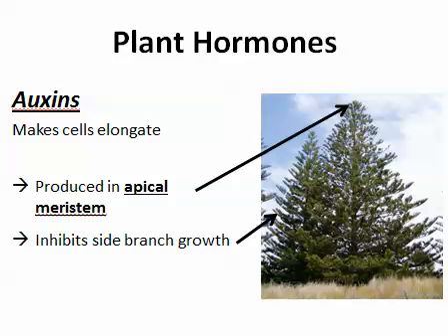Auxins are hormones that make cells elongate. So they're produced at the apical meristem, or the very tip top of the plant. This growth inhibits side branch growth. So you'll notice that with trees, you have the tall upwards growth, and then side branches are inhibited. So auxins are going to become really important as we talk about plants' responses to stimuli.